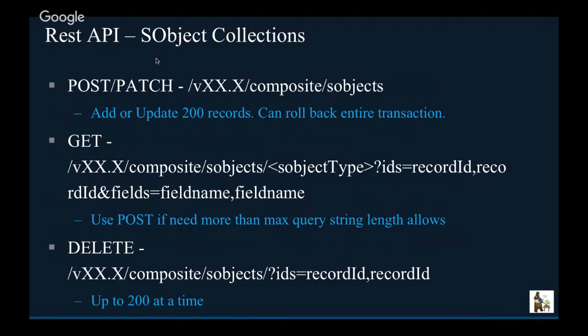These are just the endpoints that exist now for SObject collections, a post and a patch. You can add or update 200 records at once. You can get, I think it's like 2,000 records. And if you have a lot of IDs and a lot of field names, you'll run into HTTP limits on GET length. So use POST to that same endpoint and get back the records.